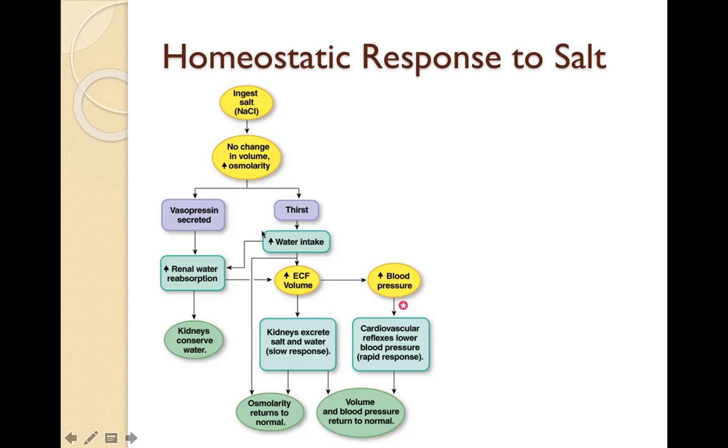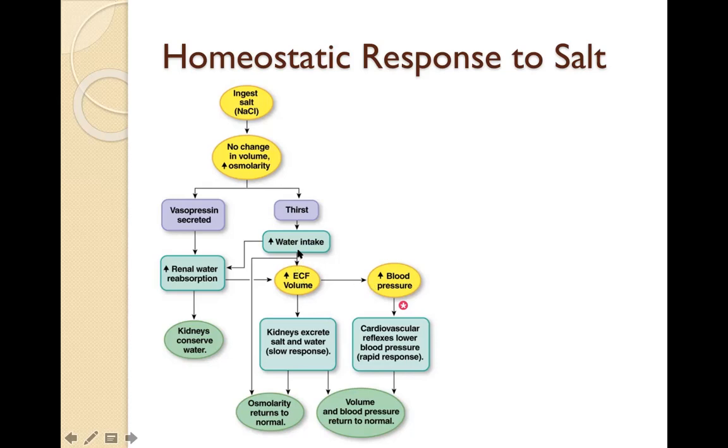Together, you would be increasing your water intake, and that water would go through the kidneys, and your kidneys would improve water reabsorption. So you'd improve the reabsorption of water, and you'd increase the amount of fluid. That increased water intake is going to increase your extracellular volume, and that'll actually increase blood pressure. So that's a problem. You don't want to increase blood pressure too much just by ingesting salt. So there's a second response that would happen.